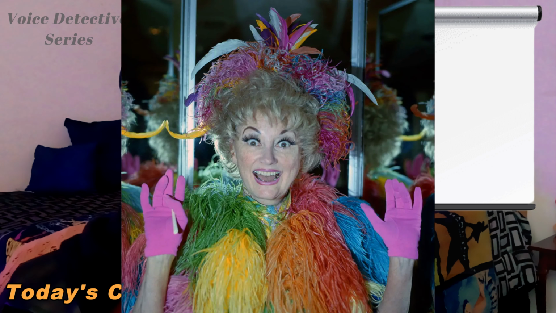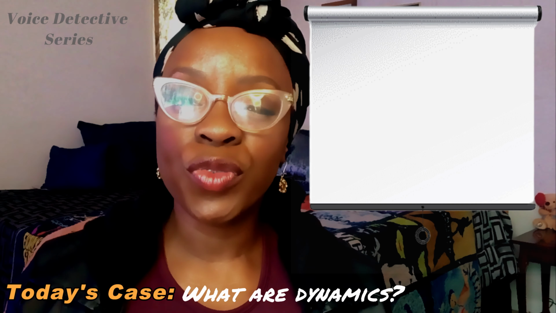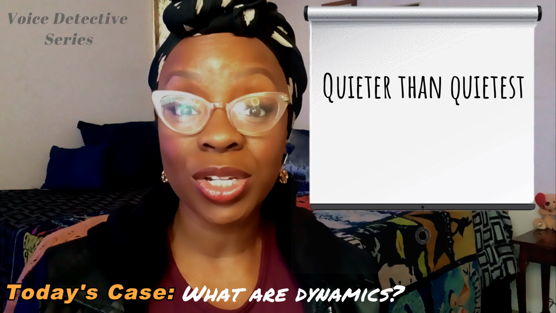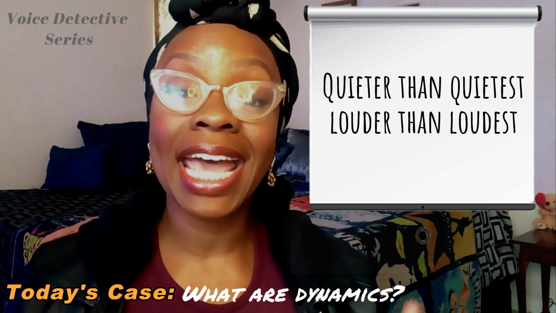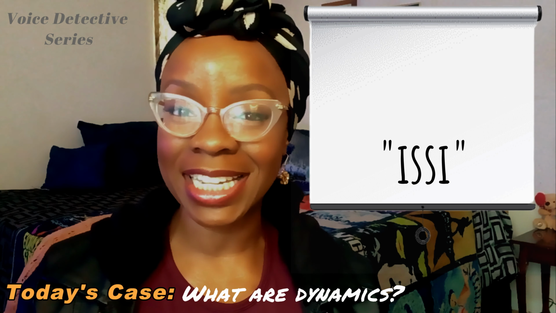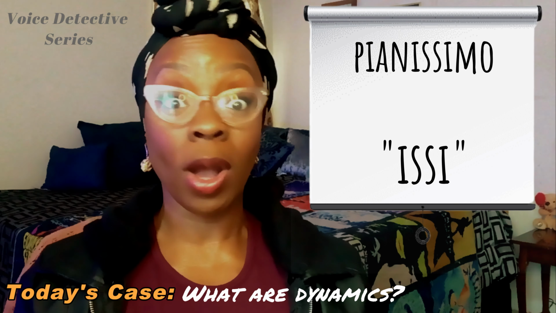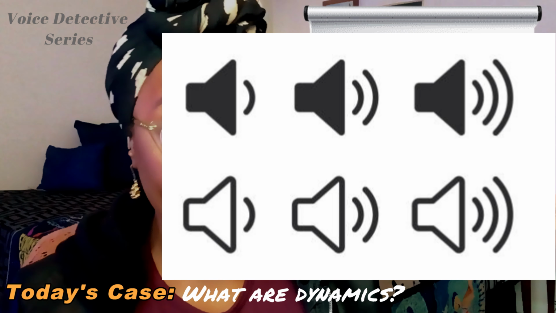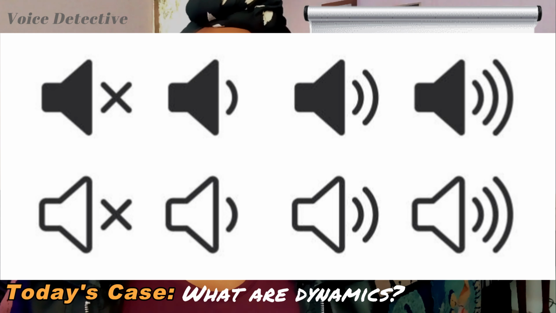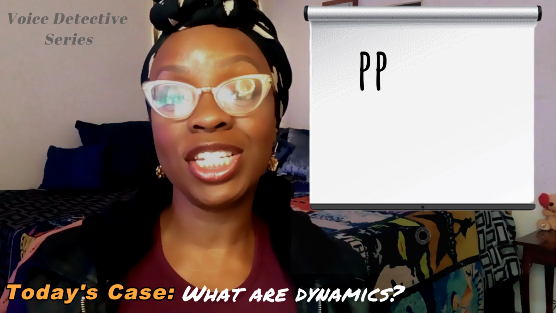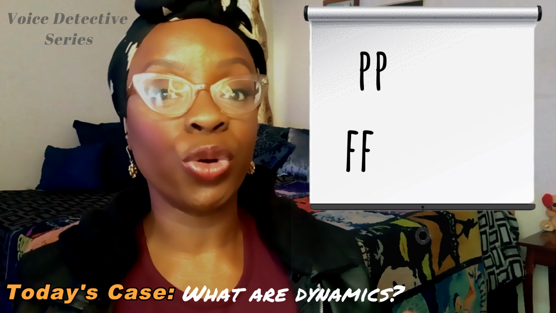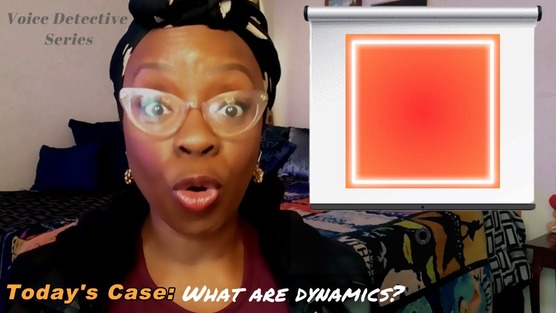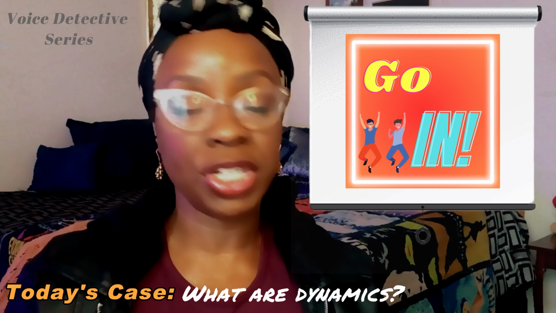Fortissimo. Very loud. And if you want to take this a little further to a little more advanced theory, if you want to get quieter than quietest or louder than loudest, you can add isi to those words. For instance, pianissimo, which is already the quietest, can be pianissi-issi-issimo, quieter than the quietest. And where pianissimo is two P's and fortissimo is two F's, you might see three or four P's or three or four F's. All that is to say, really go as far as you can into that particular dynamic.